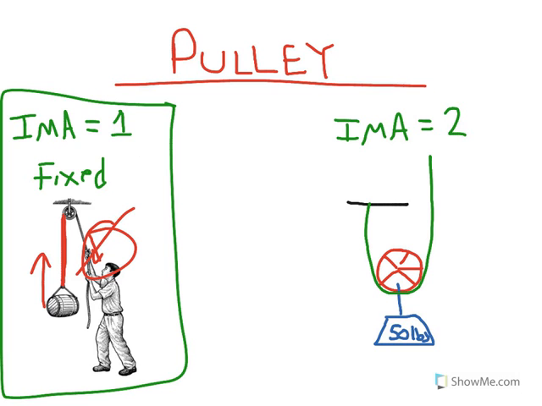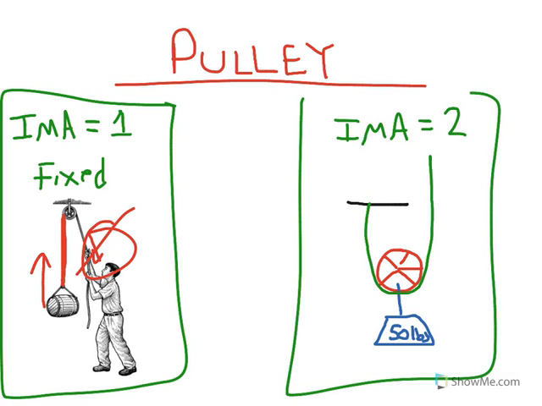Over here on the right, we have a movable pulley. And I'm telling you here this has the ideal mechanical advantage of 2. And the reason it's 2, there's 2 supporting strands here.